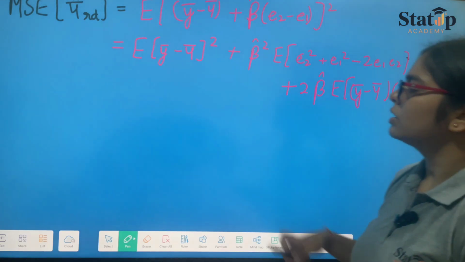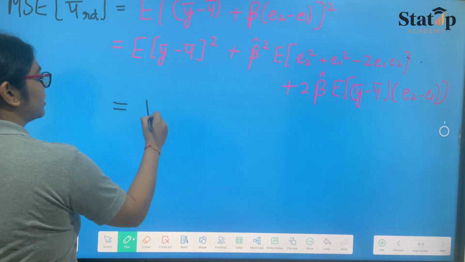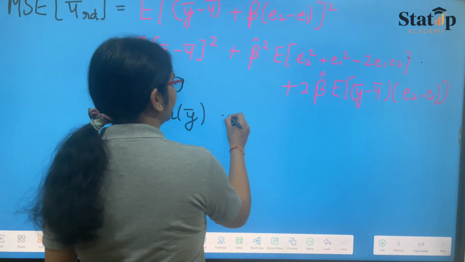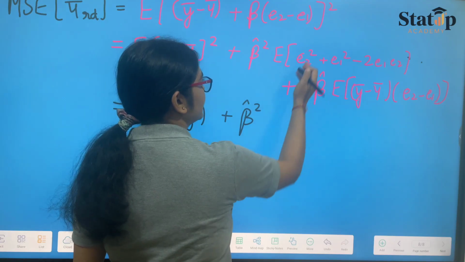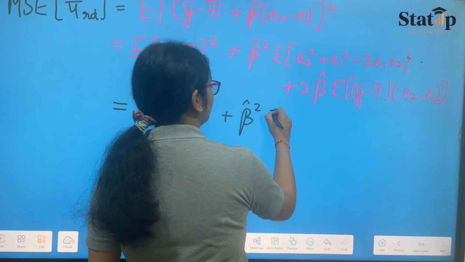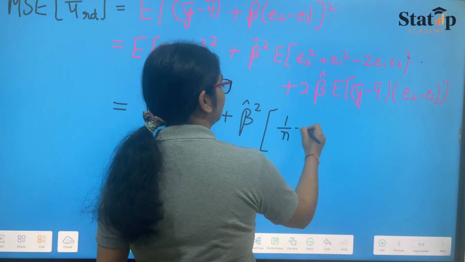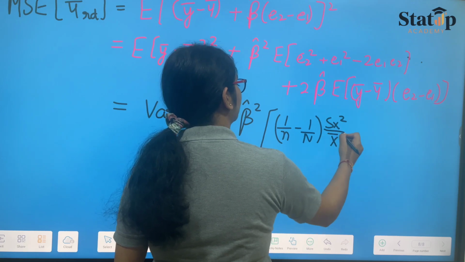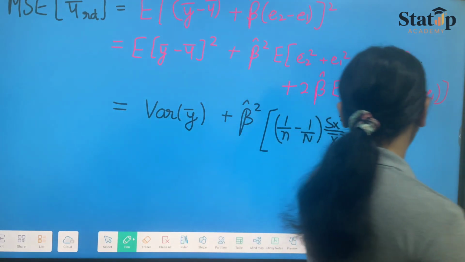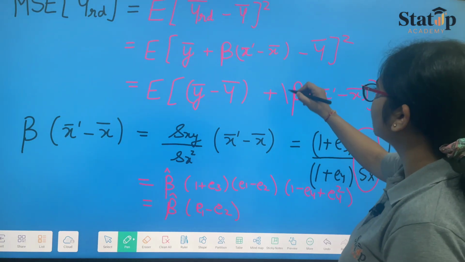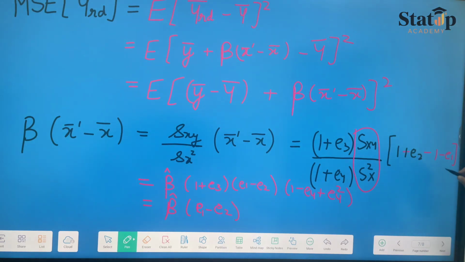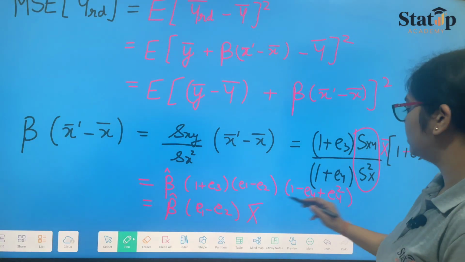This can be written as follows. The expectation of y bar minus capital Y bar whole square is nothing but the variance of y bar, and here we can write beta cap square times the expectation of e2 square. We did it yesterday. The expectation of e2 square is nothing but 1 upon n minus 1 upon capital N into sx square upon x bar square. Also, we are missing one term here. If we multiply it, we'll also get x bar. So here one more term is there, x bar.